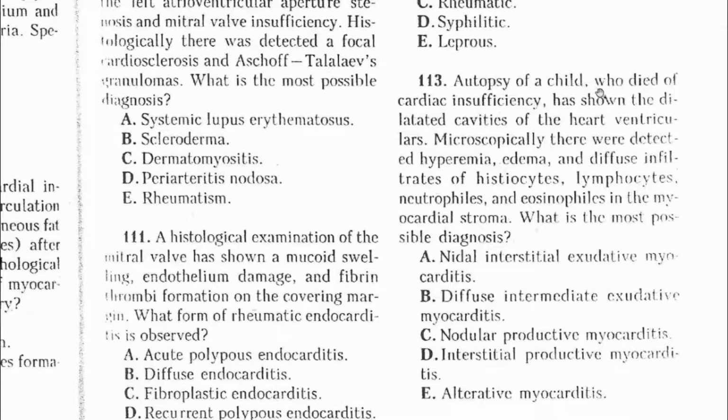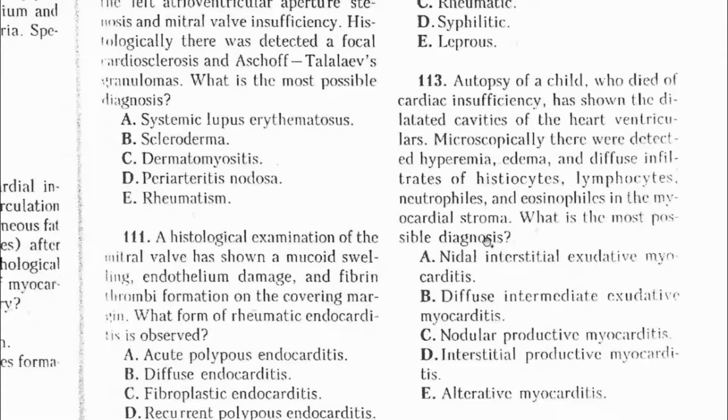Autopsy of a child who died of cardiac insufficiency has shown the dilated cavities of the heart ventricles. Microscopically, there were detected hyperemia, edema, and diffuse infiltrate of histiocytes, lymphocytes, neutrophils, and eosinophils in the myocardial stroma. What is the most possible diagnosis?